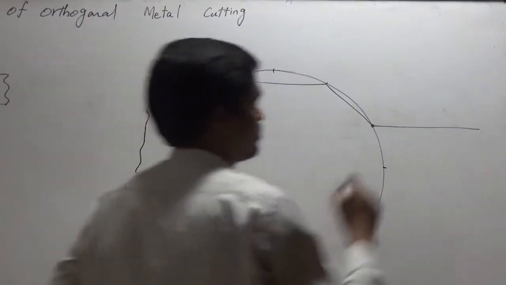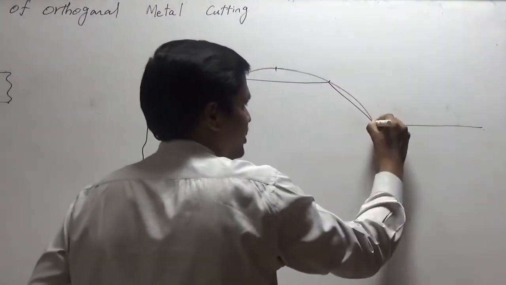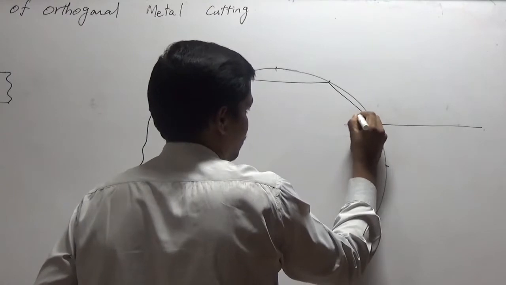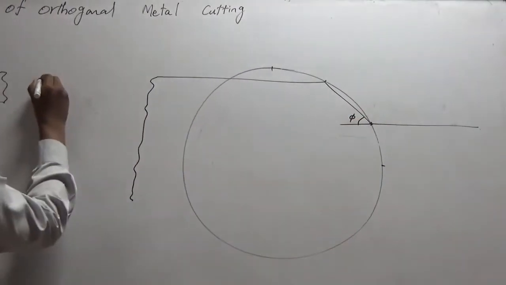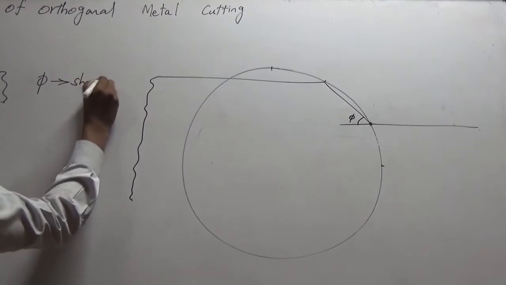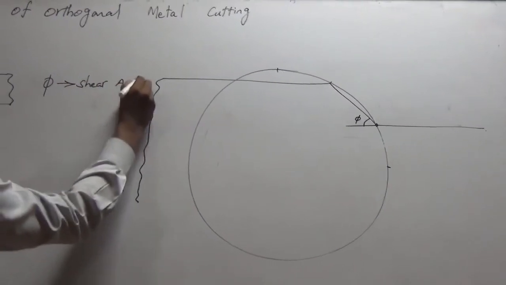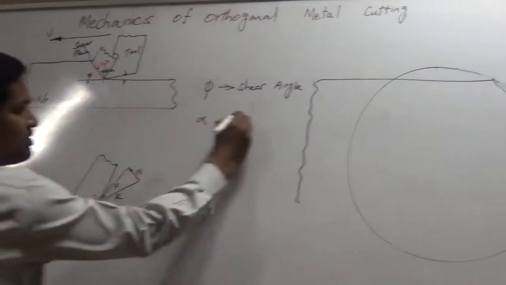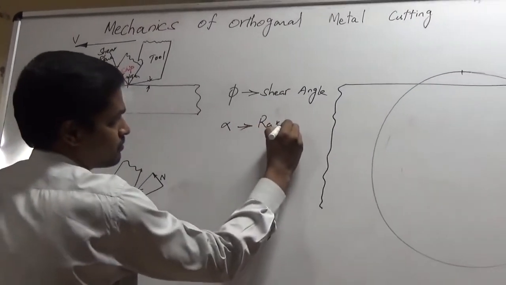It's my workpiece. So this is my shear plane, which is at an angle of phi. So phi is the shear plane angle or shear angle in simple terms, and alpha is the back rake angle or in simple terms, rake angle.